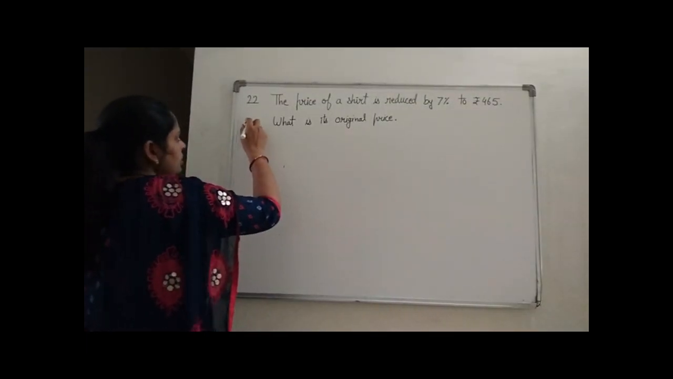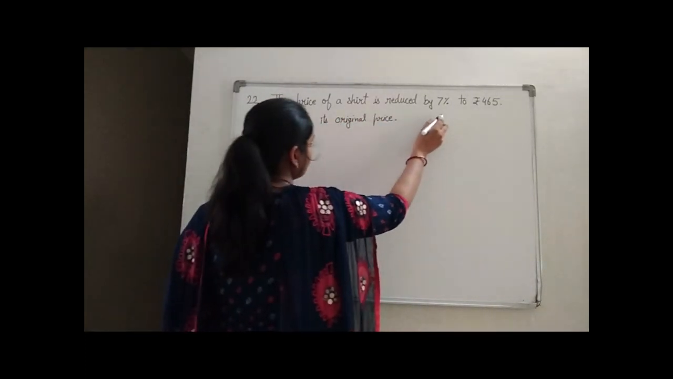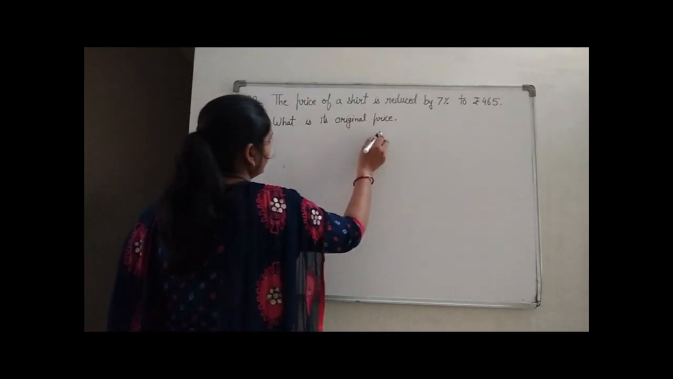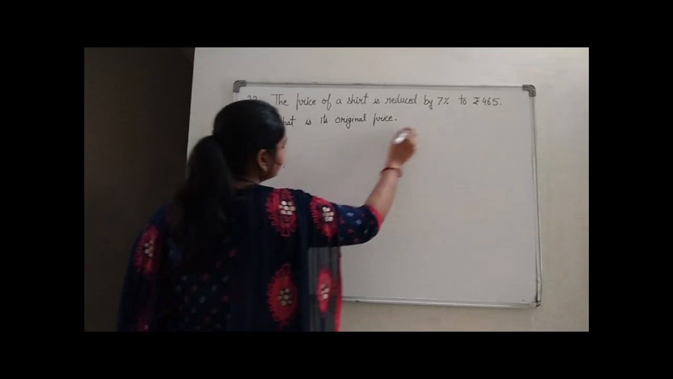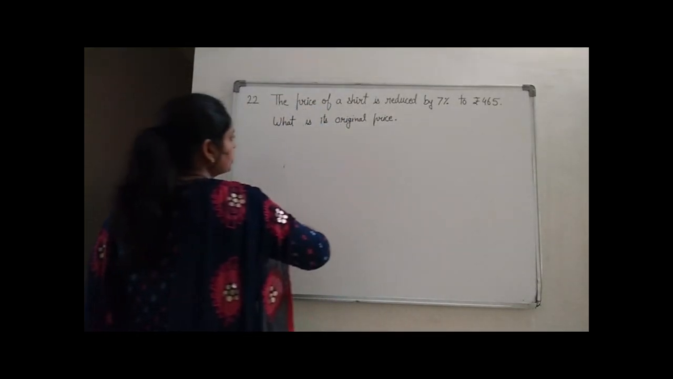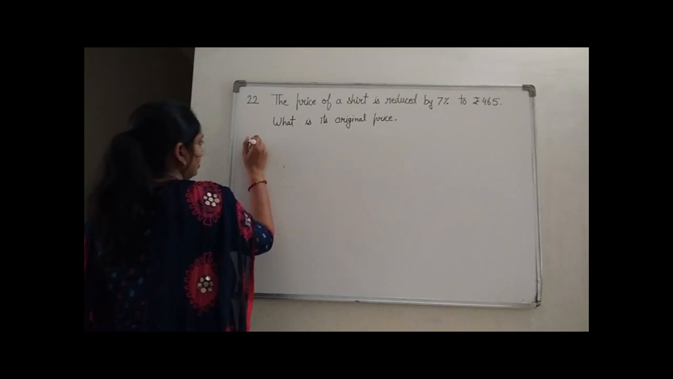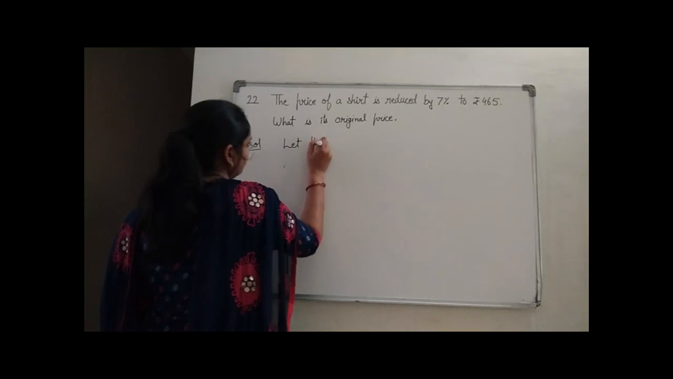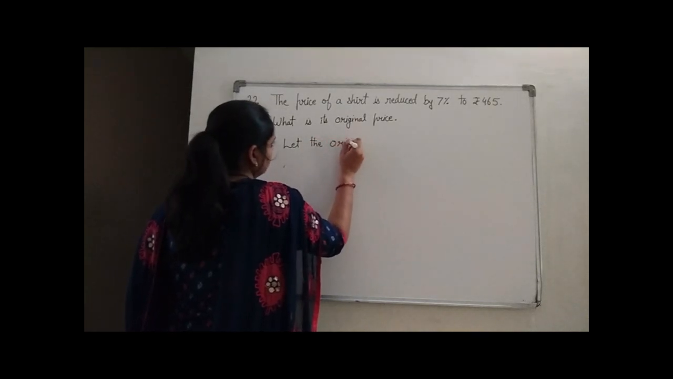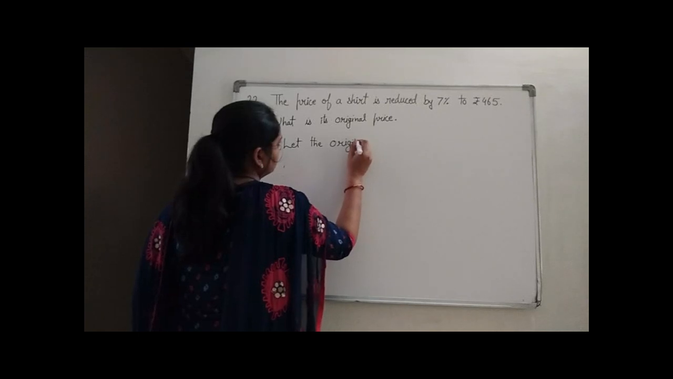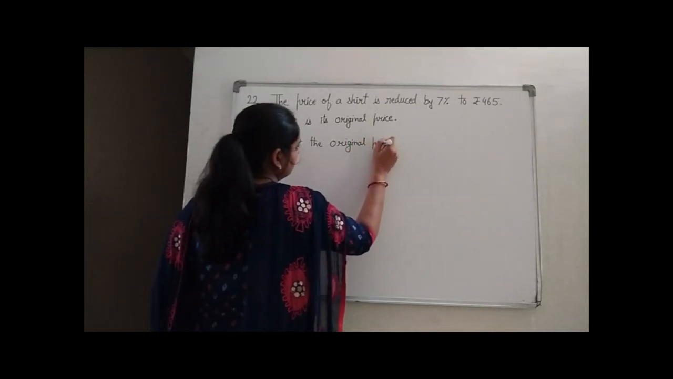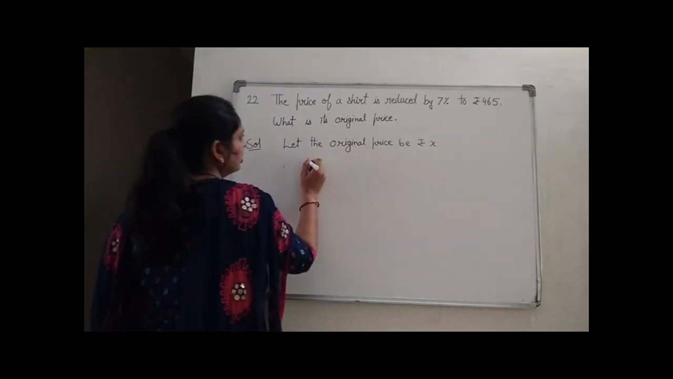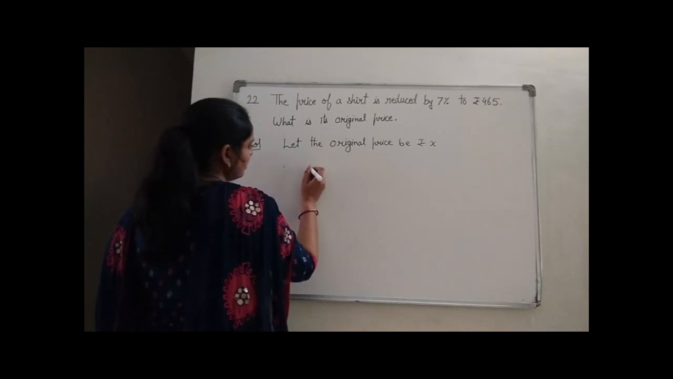Now see the 22nd question. The price of a shirt is reduced by 7% to rupees 465. What is its original price? Okay. So this is the original price, and after reduction this is the price. Okay. And reduction is how much? 7% is the reduced amount. So let the original price be x, rupees x, and the shirt price is reduced by 7%.